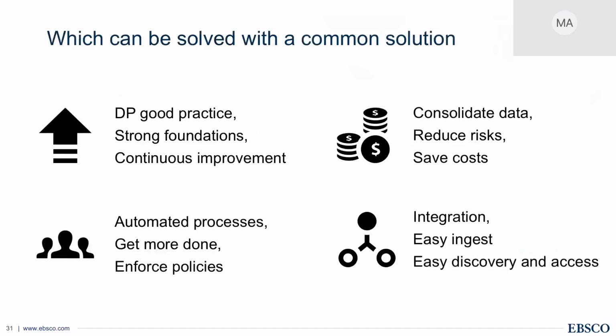So how do you address those three things? Well, I'll argue that a common solution is possible with four main dimensions. Firstly, it needs to follow good digital preservation practice as a foundation for making content accessible and usable in the future. Secondly, data is consolidated into a single platform for data management, and that addresses risks and costs. Thirdly, that the platform automates long-term data management, and that helps ensure policies and procedures are properly enforced. And finally, that platform for data management is integrated into your environment.